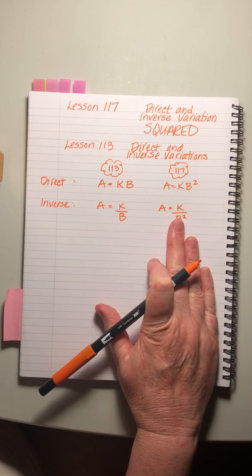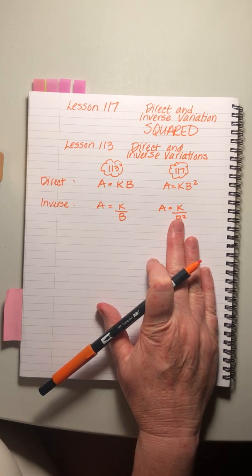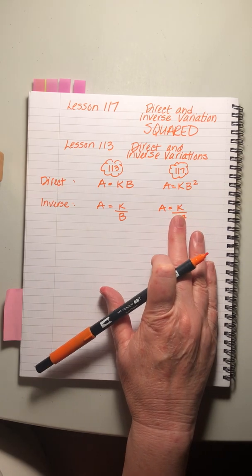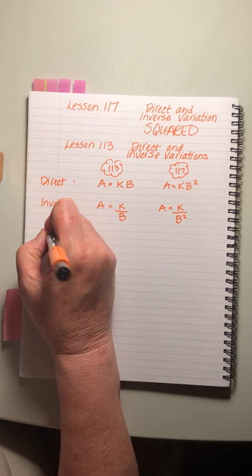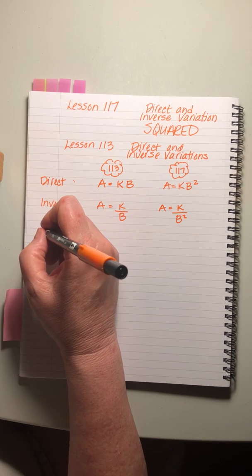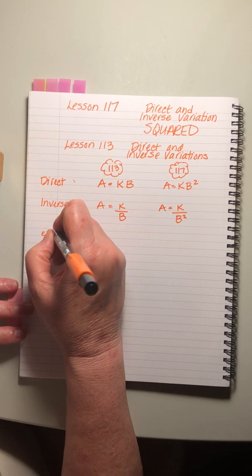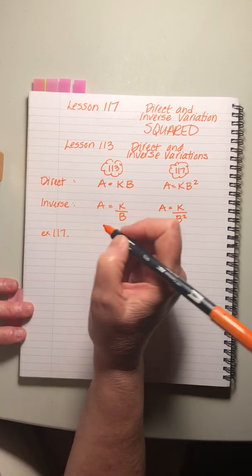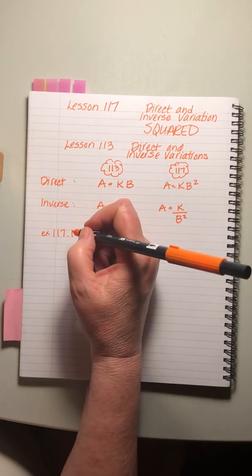We have 3 problems. I think we have 2 direct and 1 inverse. Let's see. There are 3 problems though. Let me just double check. Yes, I'd be so sad if I lied to you. I mean, it wouldn't be a lie, it would be I was wrong.